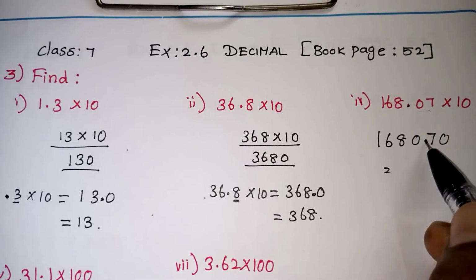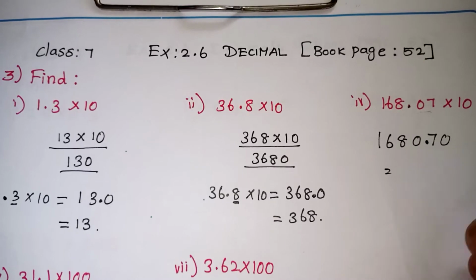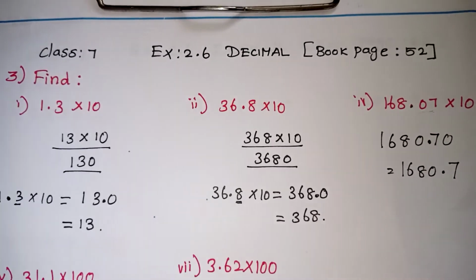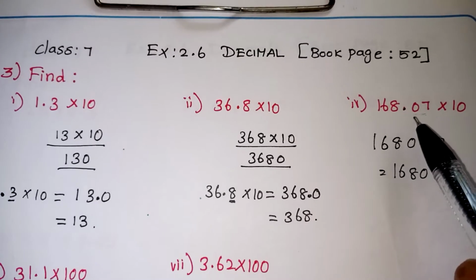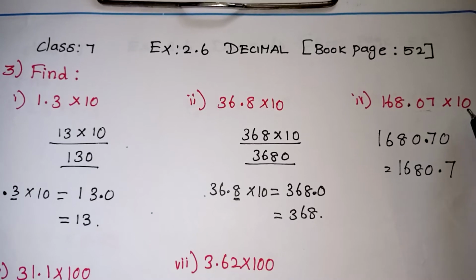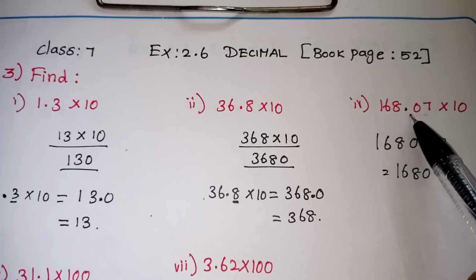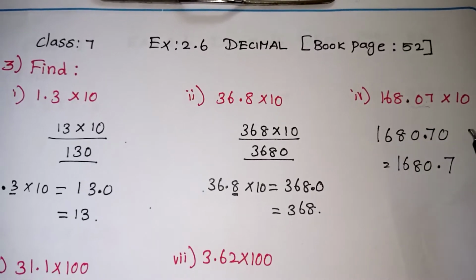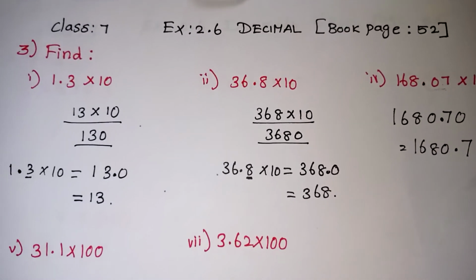Now after the point, if you are getting a 0 at the last, there is no value. So 1680.7 is our final value. The point is moving here. So whenever we are multiplying by 10, that point should move only one place to the right-hand side. That is our final answer. This is for 10. For 100 we have to move 2 places.